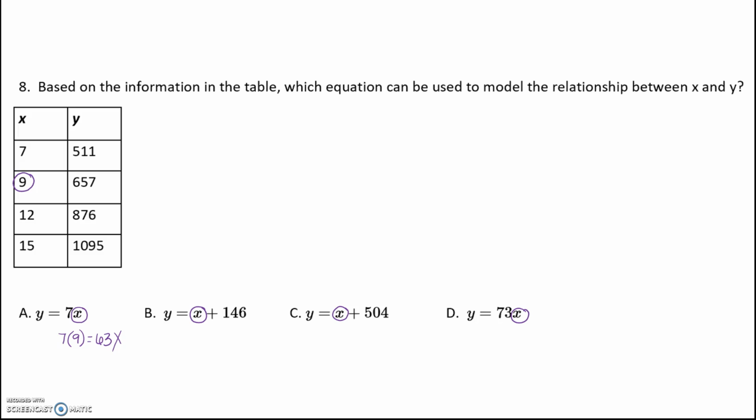So then I would go with the next one and I would plug in 9. Say 9 plus 146 is 155. That's not true either. I'm looking for 657. So finish it up by trying C and D.